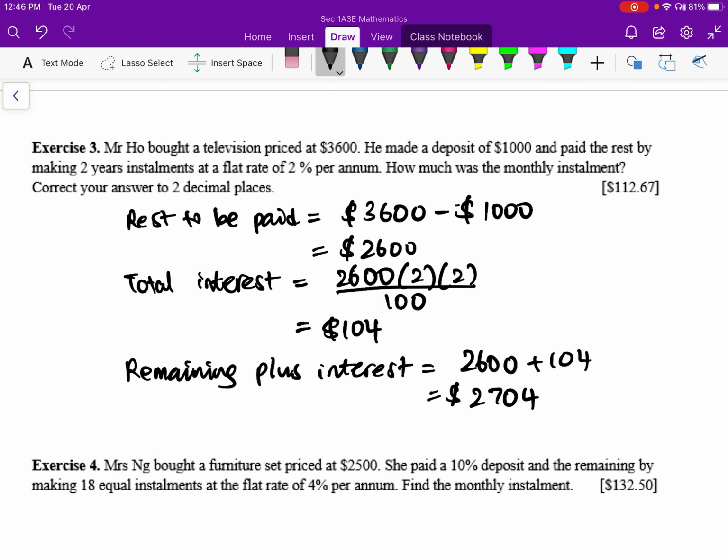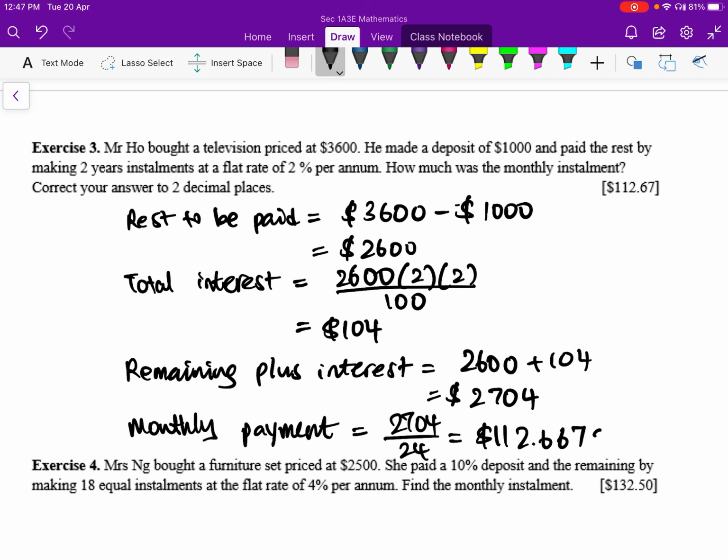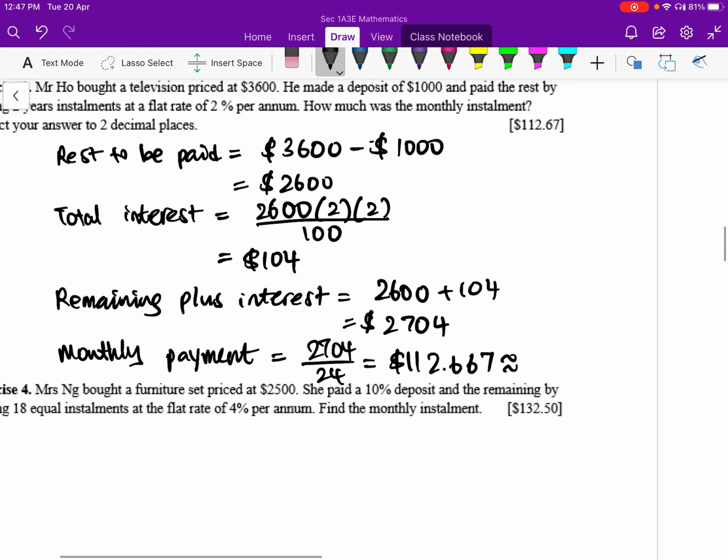Okay, so monthly payment, $2,704 over 24. You get 112.667. So round it off to 2 dp because we are dealing in money. So 112.67. This is what he is expecting to pay every month.